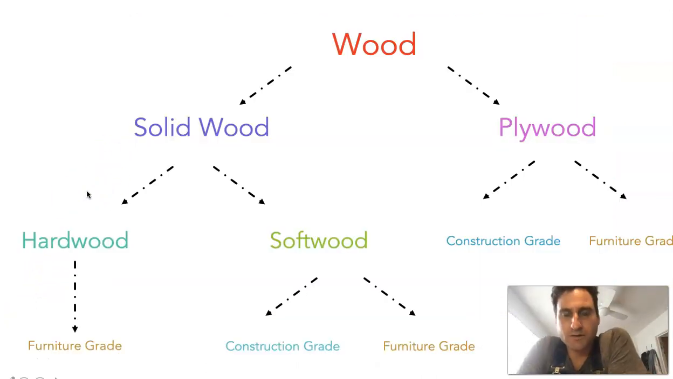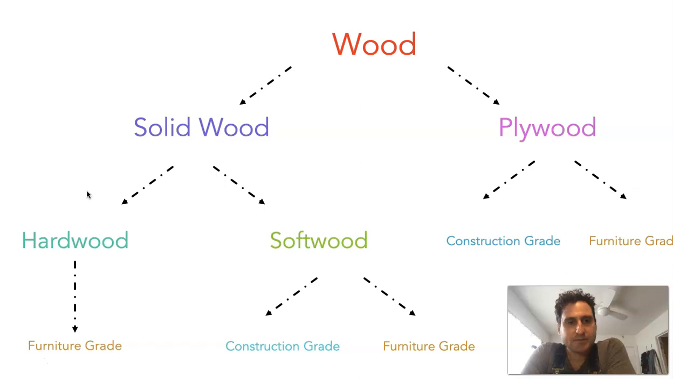Starting out, wood. Wood is not just one thing that you just go to the wood store and buy. Wood breaks down into different categories, and as a beginner, it's good just to know in broad strokes what these categories are. So, for starters, wood is typically either solid wood or plywood. If it's solid wood, it's going to break down even further into hardwood and softwood. If it's plywood, it'll break down directly into construction grade or furniture grade.